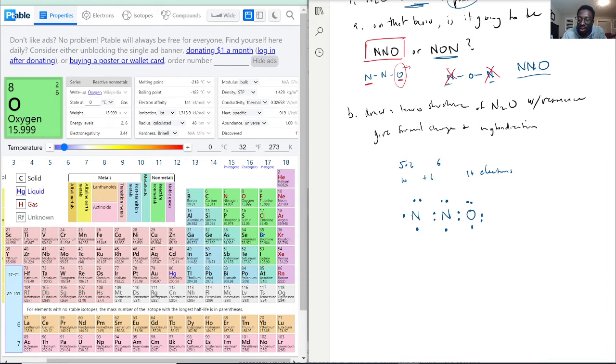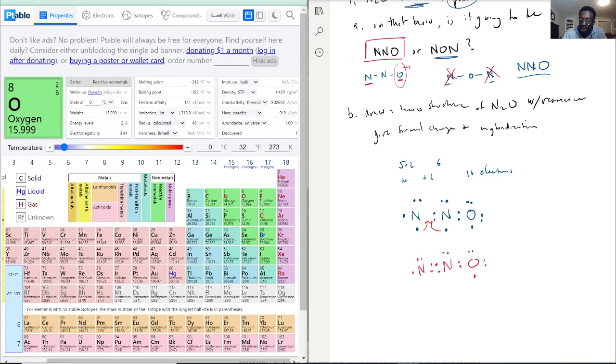So let's do some rearranging here just to make sure that this works. What we could do is make these two form a double bond. Let me just draw it in red actually. Okay, so now the shape we have is N double bond here and oxygen.